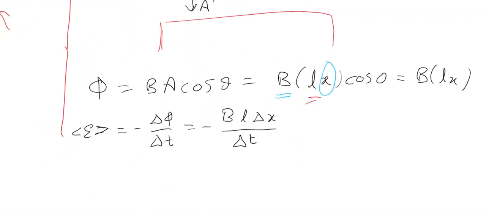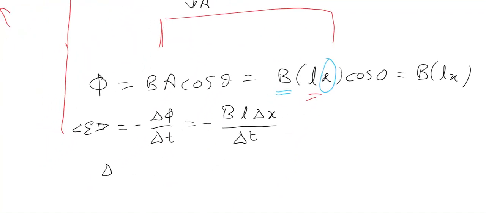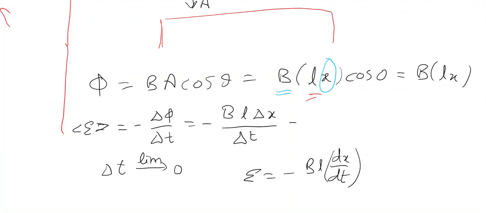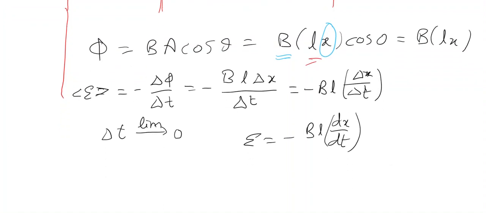So, this is the formula, and if I take delta t tending to 0, if I take the time duration very small, then this equation can be written as epsilon is equal to minus B L dx by dt. This is minus B L delta x by delta t, and for small change in time, delta x by delta t can be written as dx by dt. What is dx by dt? dx by dt is nothing but the velocity of the rod, so it is minus BvL.